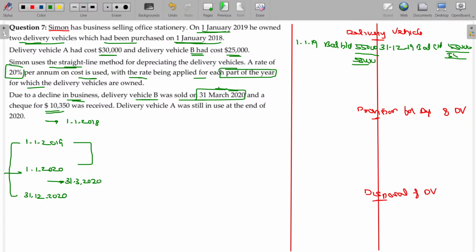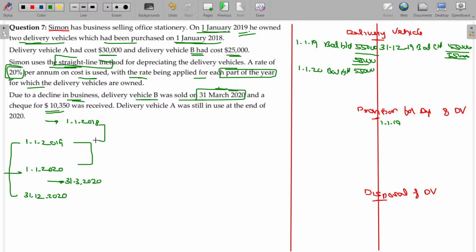Is that okay? Next year, 1/1/20 balance brought down being 55,000. Similarly, in the case of provision for depreciation, the first year end being 31st December, first year beginning being 1/1/19, how much depreciation could be there? We follow which method of depreciation? Straight line method of depreciation, 20%. Actually, it is purchased on 1st January 2019.